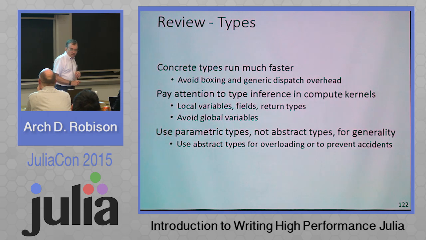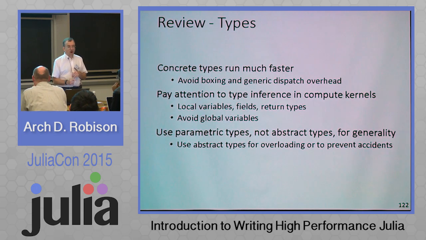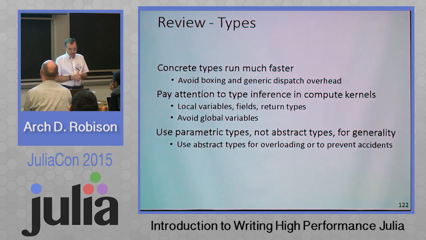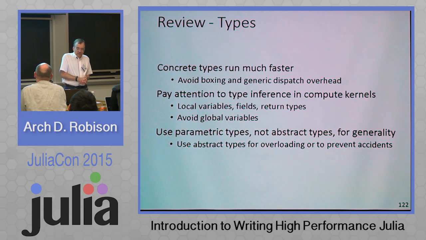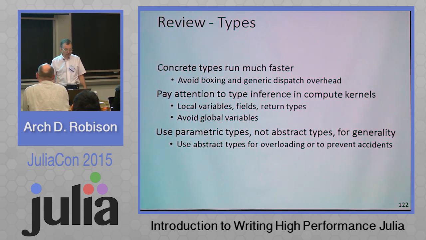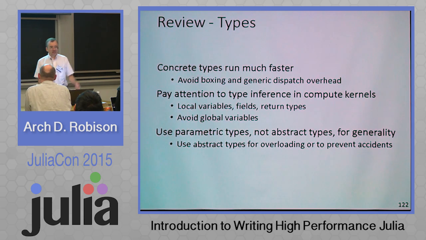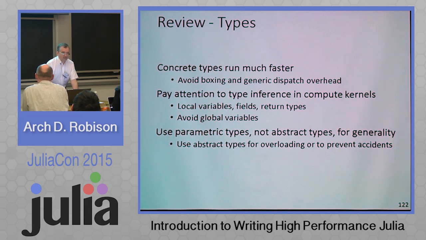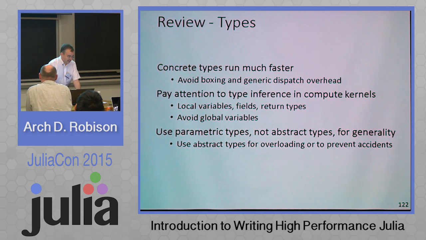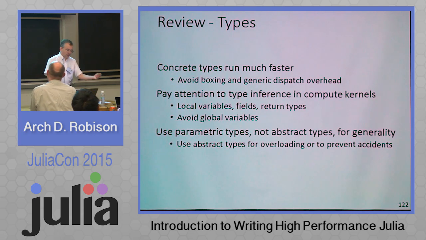For types, concrete types run much faster. Hardware understands concrete types. You want to avoid boxing and generic dispatch overhead. So you'll pay real attention to how type inference is going to go for your code in the tight kernels. If the code is not executed much, like user interface stuff that's not compute intensive, don't worry about it. Let the garbage collector do the work for you. If you didn't believe in using a garbage collector at all, and didn't believe in using fancy automatic dynamic dispatch occasionally, gosh, you might as well use C.